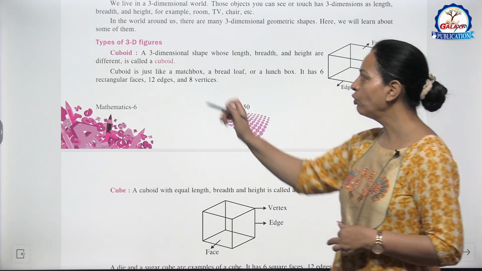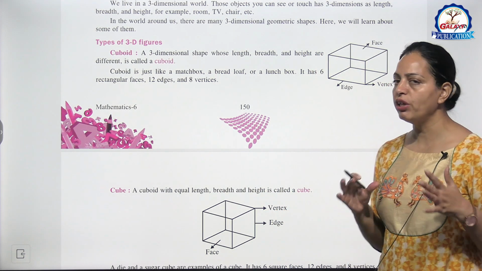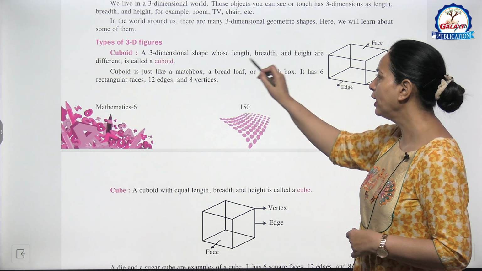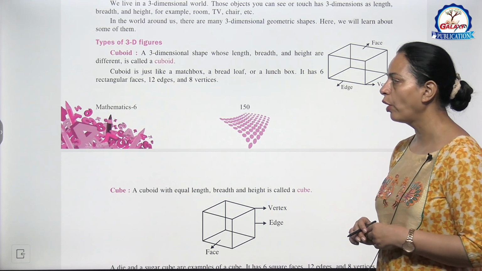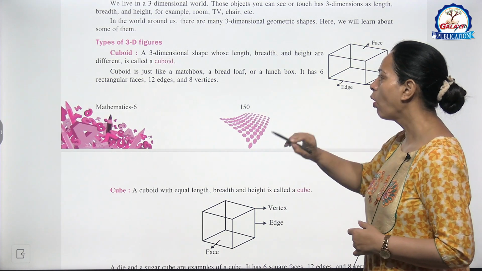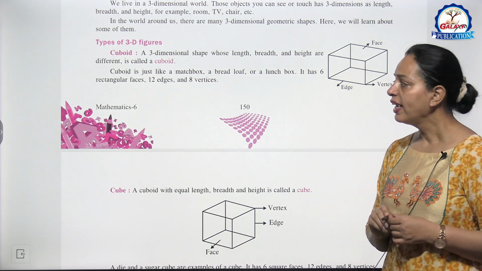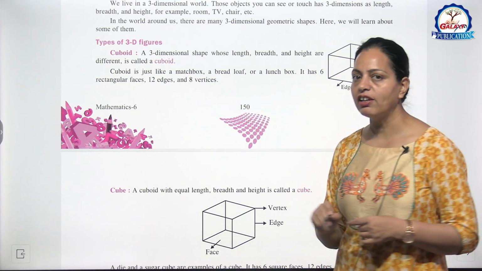So types of 3D figures. The first one is cuboid. Cuboid means a three-dimensional shape whose length, breadth and height are different. That is called a cuboid. Cuboid is just like a matchbox, a bread loaf or a lunch box. It has 6 rectangular faces, 12 edges and 8 vertices.